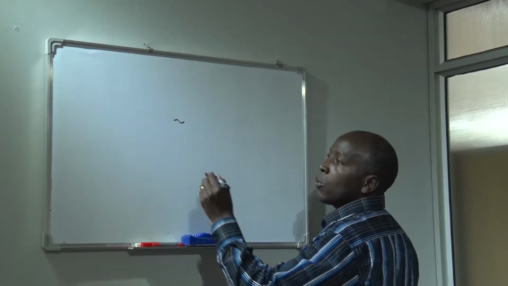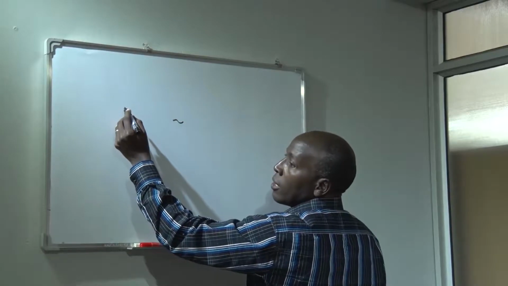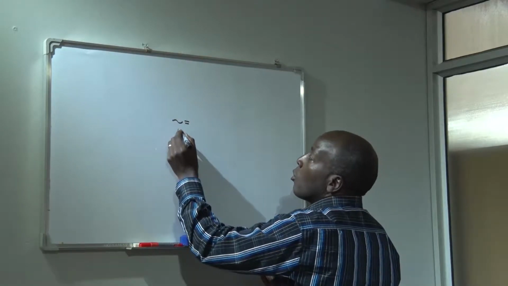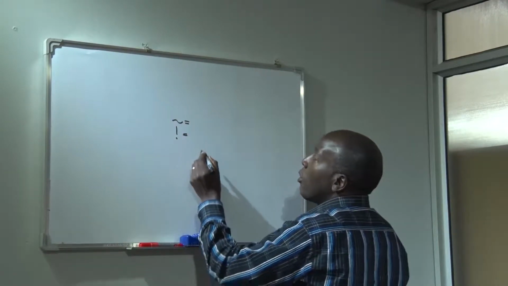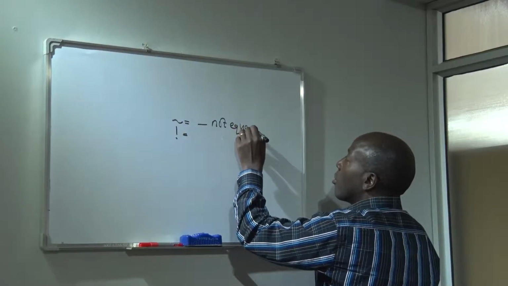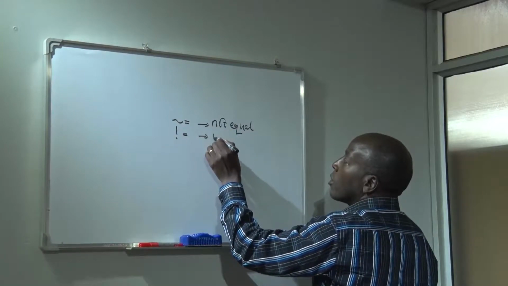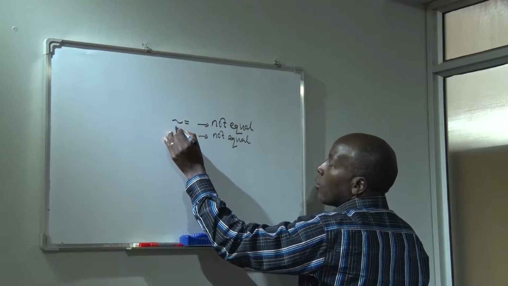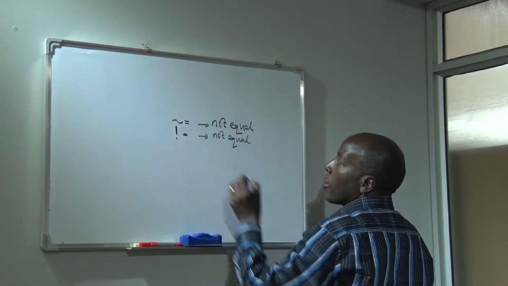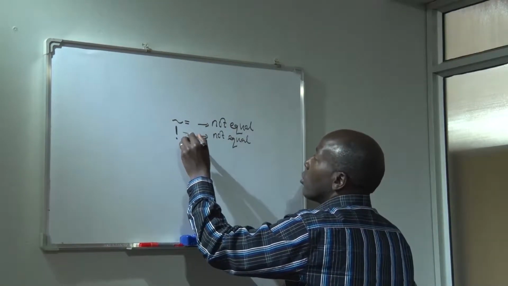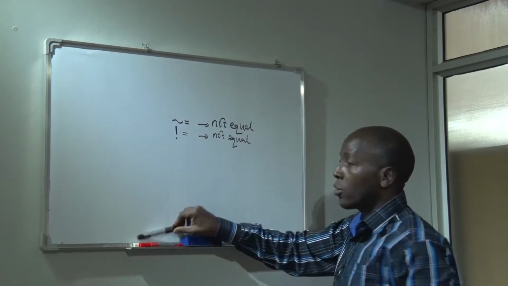So if you put the command in Stata and say tilde or exclamation mark, each of these means not equal. Even this one means not equal. So in Stata, either you will use tilde or you will use the exclamation mark before the equal. The two mean not equal. So in this case, Stata is using the exclamation mark.